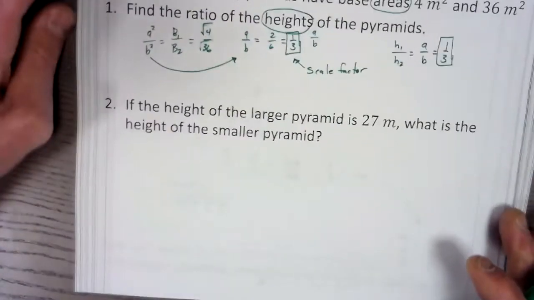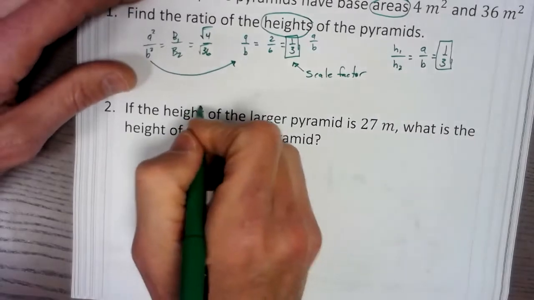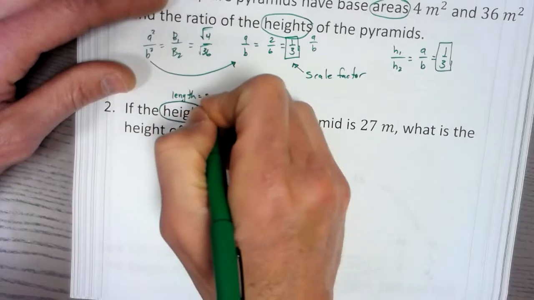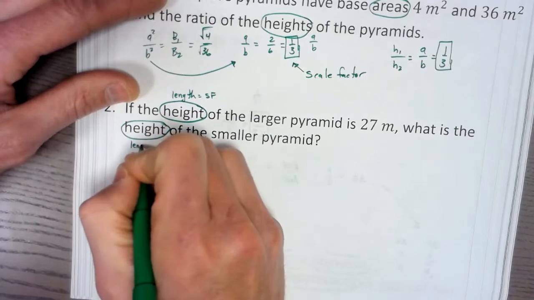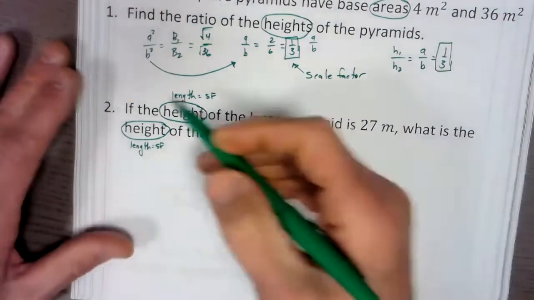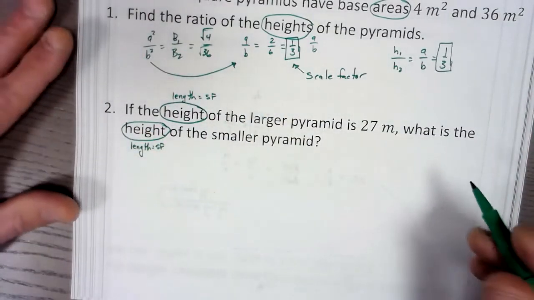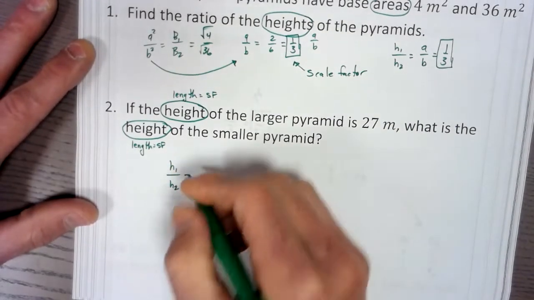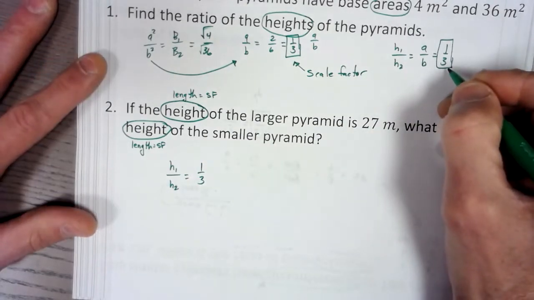All right, now the second one says if the height of the larger pyramid is 27 meters, what is the height of the smaller pyramid? Now I'm going to use length, which is equal to scale factor, and I'm staying with height. So that's also length, which is equal to scale factor. So I don't have to mess around with changing the area factor, the volume factor, or any of that stuff, okay? So the height of 1 over the height of 2, we know that's going to equal 1/3, because that's our scale factor from the previous problem.